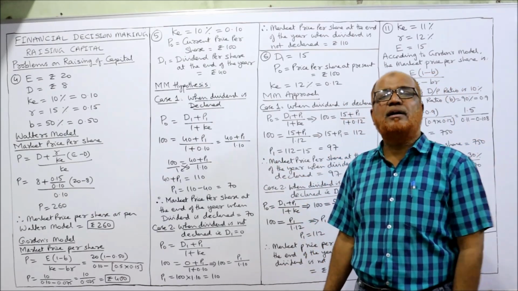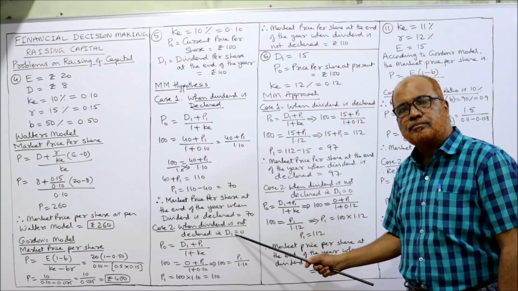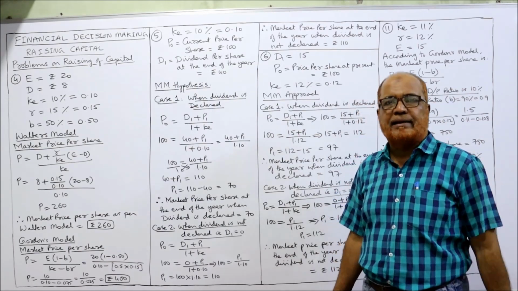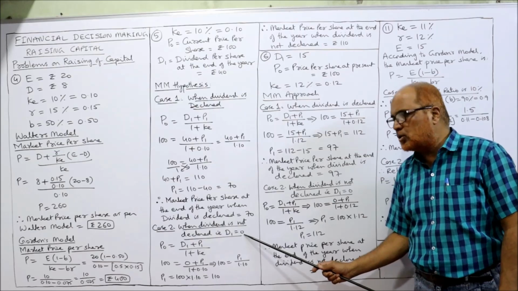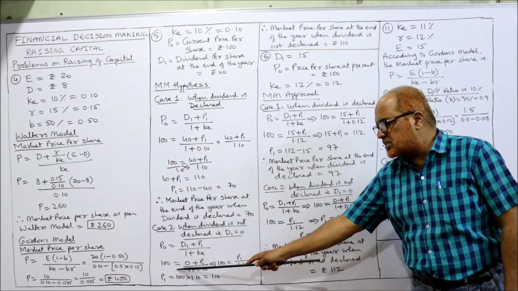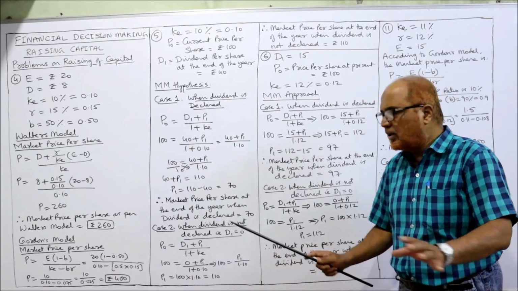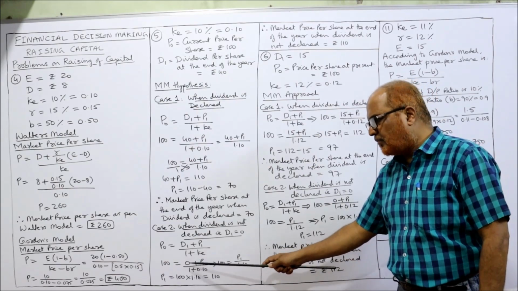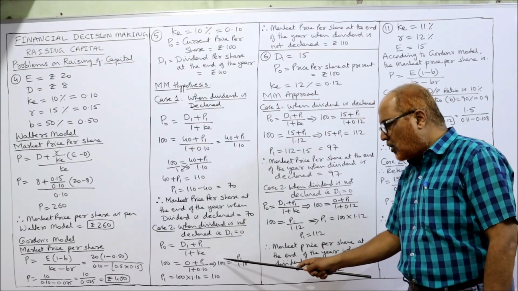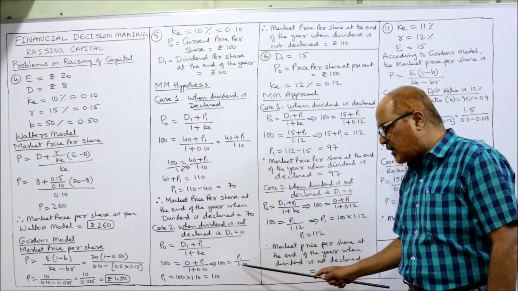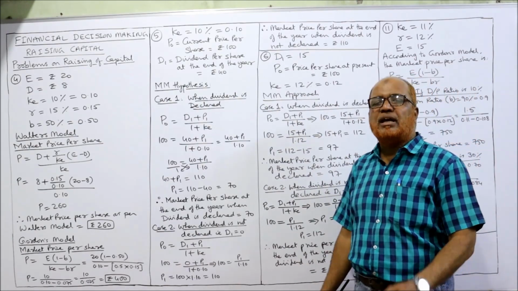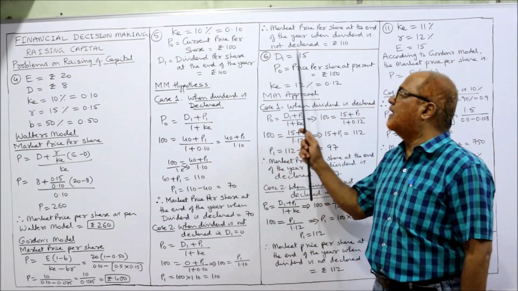Now case 2. When dividend is not declared, that is D1 = 0. The problem is asking you to calculate the market price if dividend is declared and if dividend is not declared. Now here, if dividend is not declared, D1 = 0. So P0 = (D1 + P1) / (1 + Ke). P0, current market price, 100. D1 is 0, no dividend. P1 we have to find out, divided by 1 plus 0.1. So 100 = P1 / 1.10. Now if you make a cross multiplication, P1 = 100 × 1.1 = 110. So 110 is the market price per share if dividend is not declared.